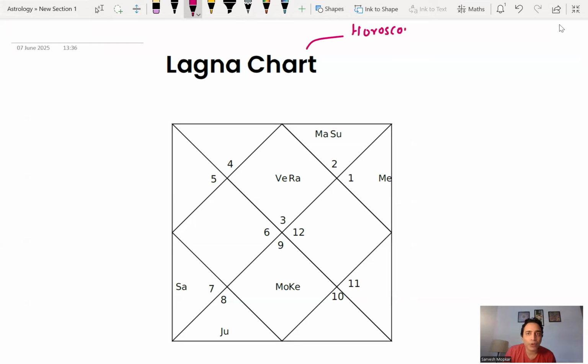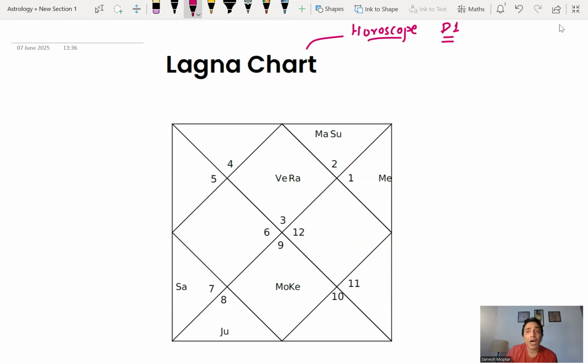Although some people do have horoscopes, but jokes apart, it's the picture of the skies out there. It's a snapshot of the sky at the time and at the place when you were born. No need to know all these technicalities, but you can look at this horoscope as a snapshot of your life. So this Lagna chart, called the horoscope, called the Kundali, also called the D1 chart, divisional 1.